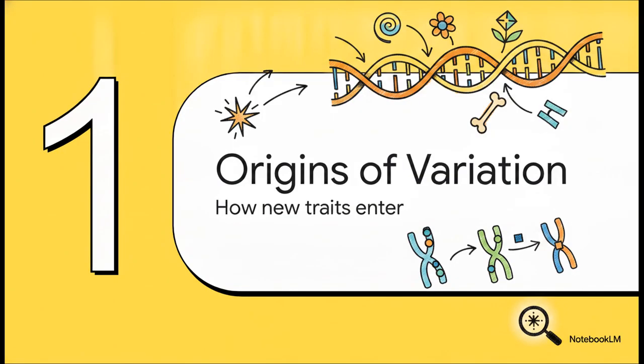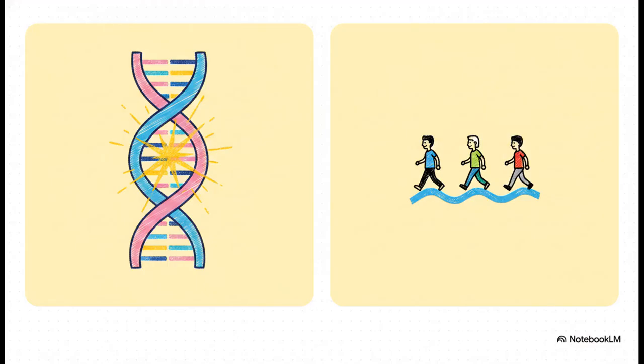Basically, how new traits enter the gene pool. Before a trait can even be tested by evolution, it actually has to exist in the first place, right? So genetic variation gets introduced in two main ways. Down at ground zero, you have molecular level variation. These are spontaneous changes. Think of them as random DNA copying errors or typos that accidentally create a brand new biological function. Then, on a broader scale, we have population level variation, also known as gene flow.